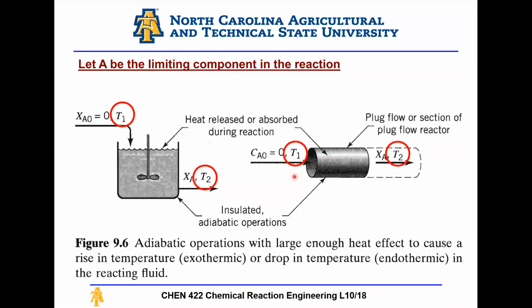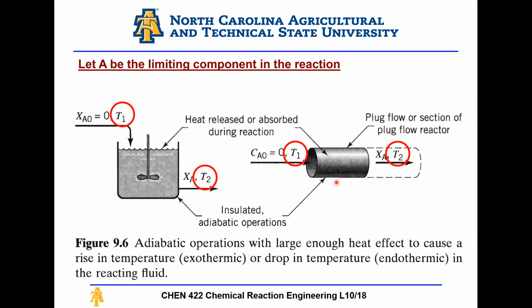Whereas on the right-hand side here, I have a PFR. And again, for a PFR, CA naught, initial concentration is zero, initial conversion is zero. I enter at temperature of T1 and I exit at temperature of T2. And these two cases represent adiabatic operations with large enough heat to cause a rise in temperature or a drop in temperature in your reacting fluid. So if your reaction is exothermic or highly exothermic, you'll see a big temperature difference between the inlet and the outlet of the reactor.